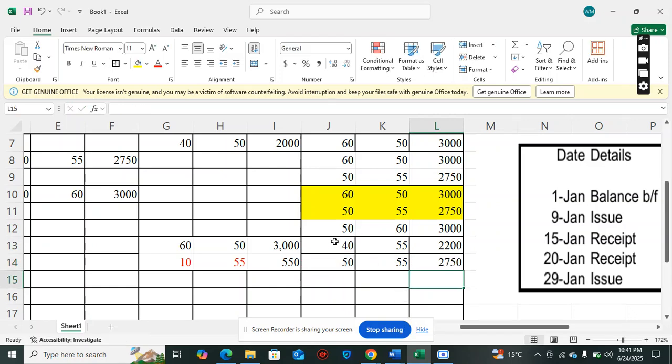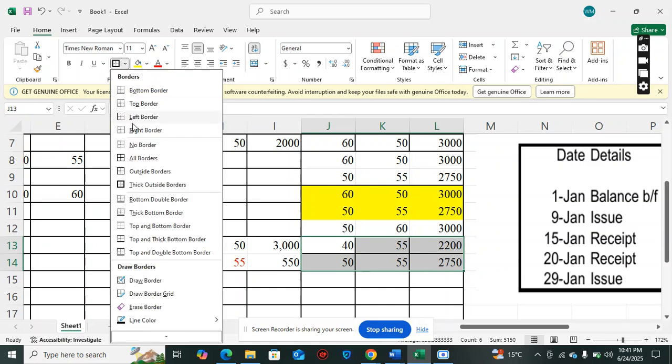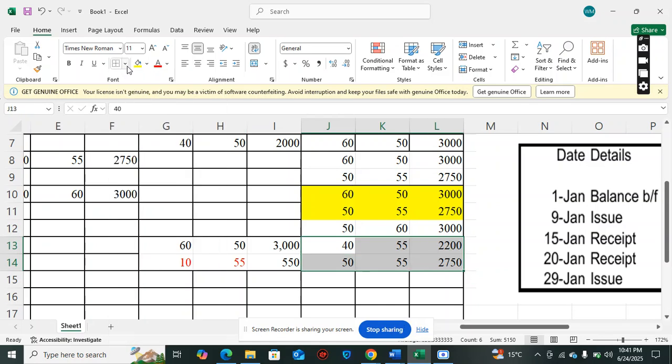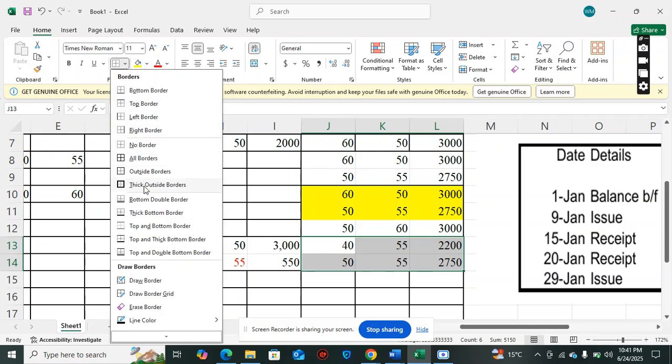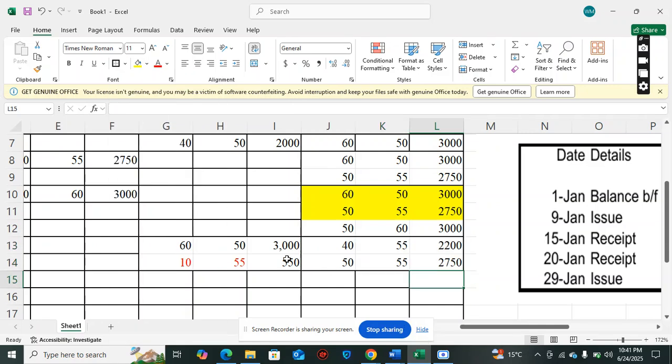Yes. So this is the inventory we've remained with now here. After the issue, okay, we've now remained with 40 units valued at 55 kwacha each and 50 units valued at 55 kwacha each. So now we can get the value of the closing inventory.